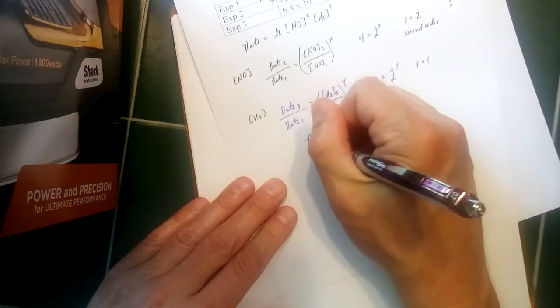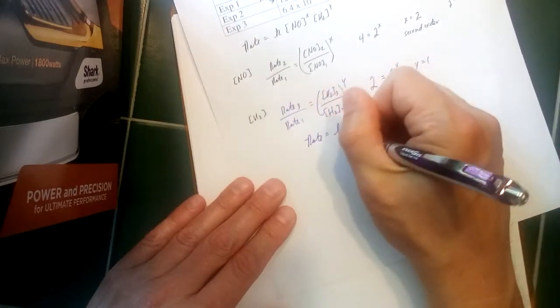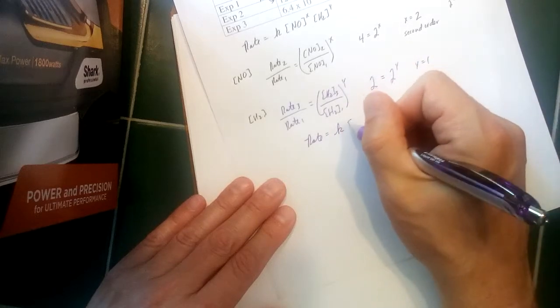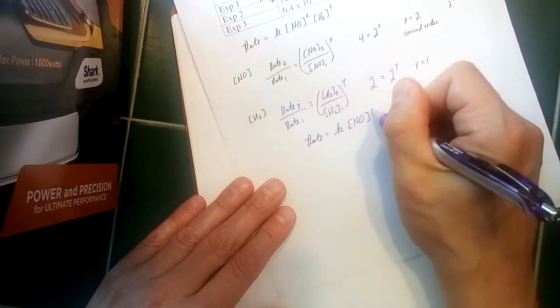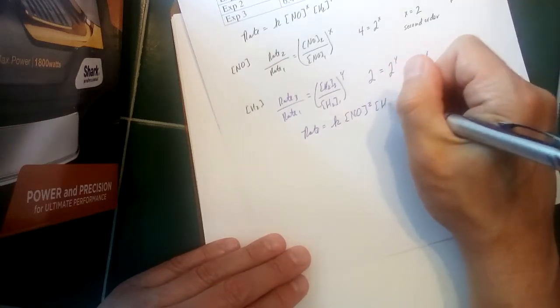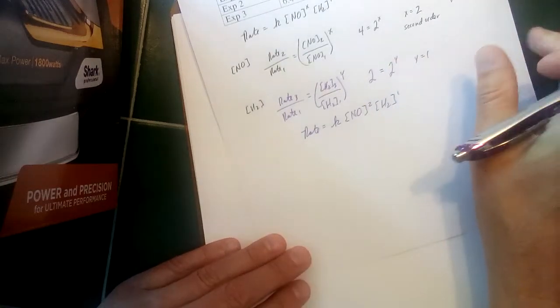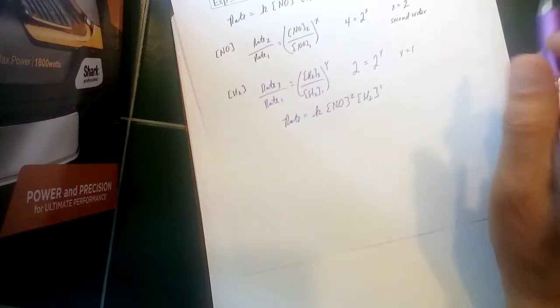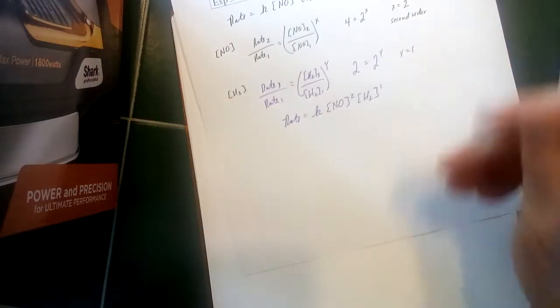The rate of this reaction is going to be equal to the rate constant, concentration of NO squared, or to the second power, and the concentration of hydrogen to the first power. Okay, so we successfully identified the rate law.